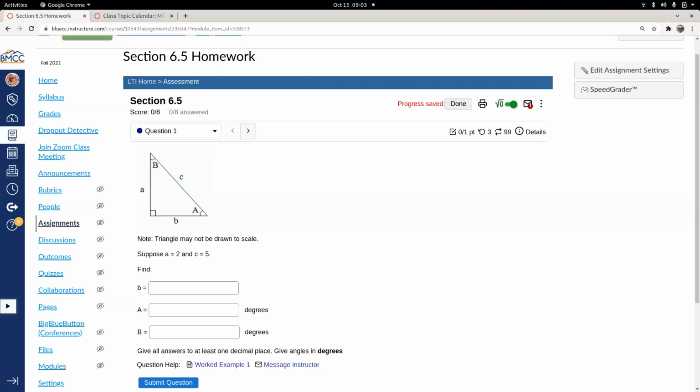So section 6.5, modeling with trig functions, is playing around with waves and triangles, and we've already done problems like this. So this section is essentially a review. So here I have a triangle, not drawn to scale. They give me two side lengths, A and C, and I need to figure out what the other two angles are and what the missing side is. Let's give that a shot.